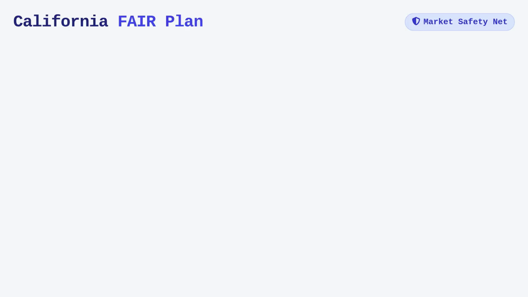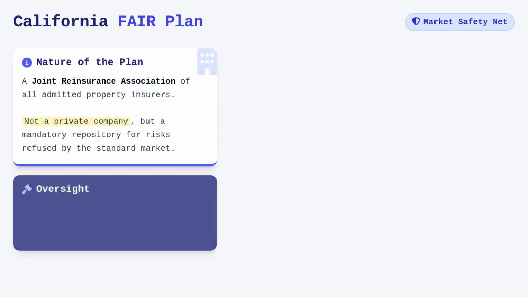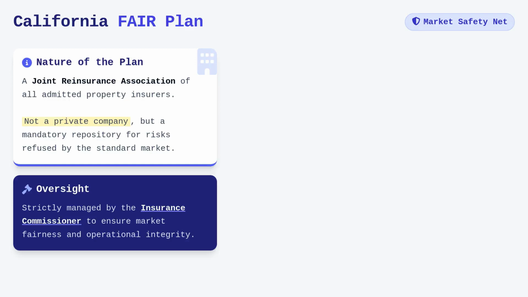When a standard admitted market contracts and refuses to accept a risk, the California Fair Plan serves as the state's mandatory property insurance repository, operating as a joint reinsurance association of all admitted property insurers. The Fair Plan is not a private company, but a structural safety net designed to provide basic property coverage to individuals who are diligently searching for insurance, but cannot obtain it through standard channels.